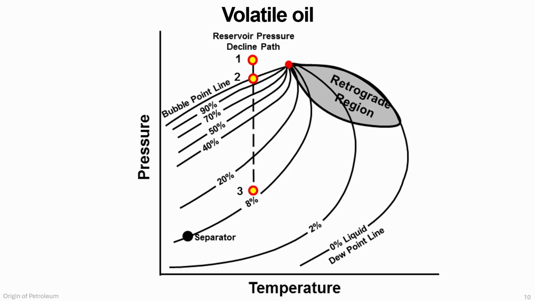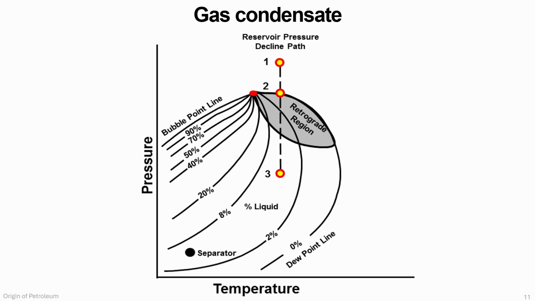A gas condensate reservoir has a reservoir temperature between the critical temperature and the cricondentherm. As the pressure drops below the dew point, heavier hydrocarbons condense as liquid inside the reservoir. This is called retrograde condensation. These liquids can block pore space near the wellbore and reduce gas productivity. This is why gas condensate reservoirs can be quite challenging to manage.